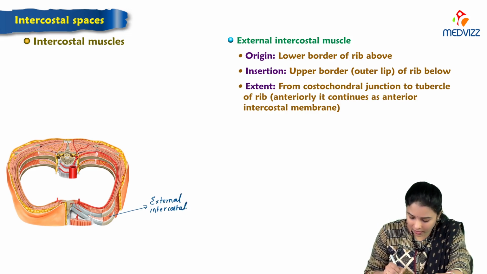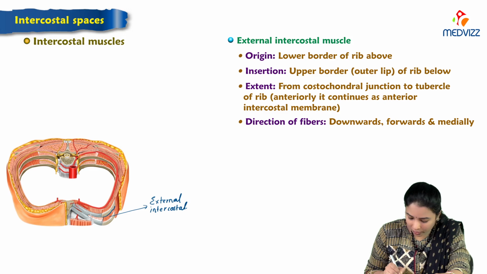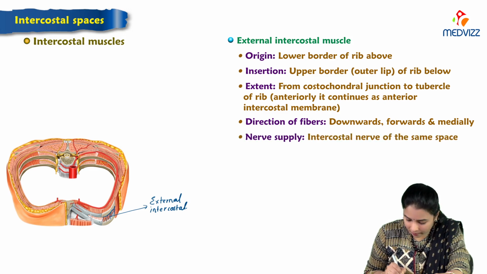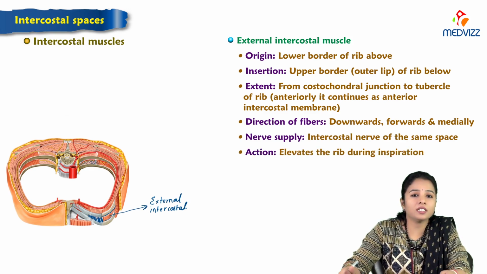So we can see it gets origin from the upper rib, and the fibers run forwards, downwards, medially, inserting into the upper border of the lower rib. So the next muscle is the internal intercostal muscle.